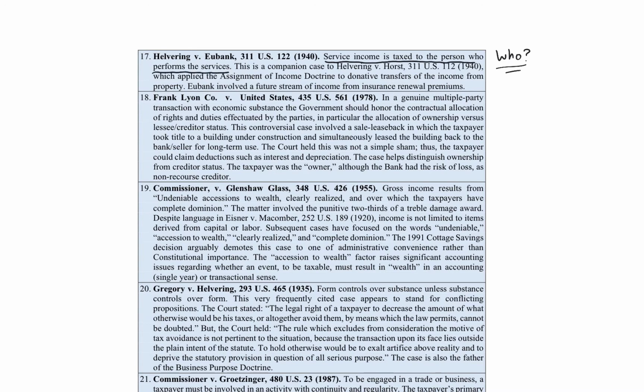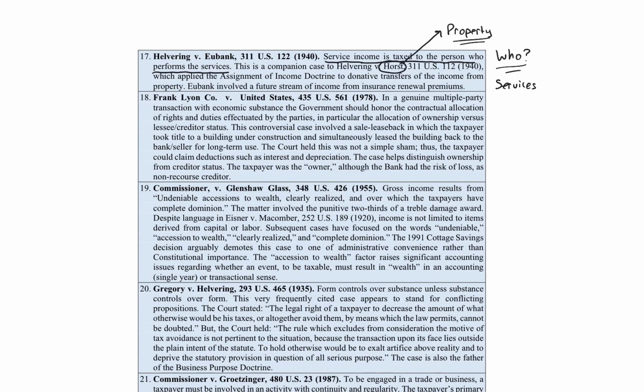Now there's an older case in this called Lucas v. Earl that also establishes this, and it does it in a more overarching way, but this one had a more particular fact pattern, though they're the same idea. This is a companion case to Helvering v. Horst, which applied the assignment of income doctrine to donative transfers of income from property. So the Earl decision dealt with services. Horst, which we're going to look at in a few minutes, deals with property.